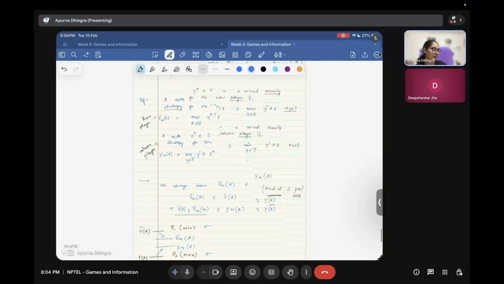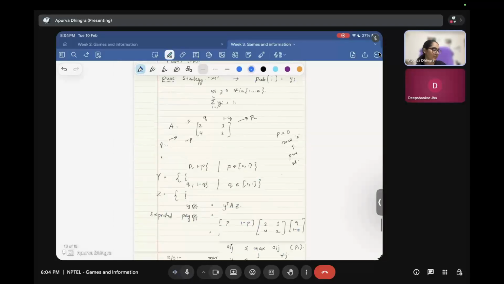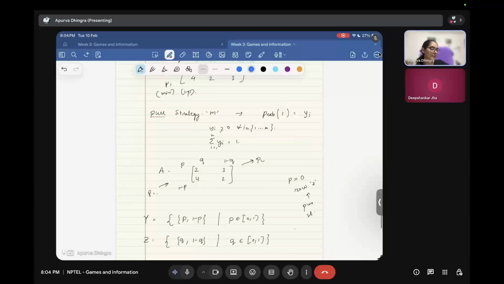So the next tutorial would be more about mixed strategies and how to calculate them and how to find the equilibria concept and so on. Okay. Any doubts?